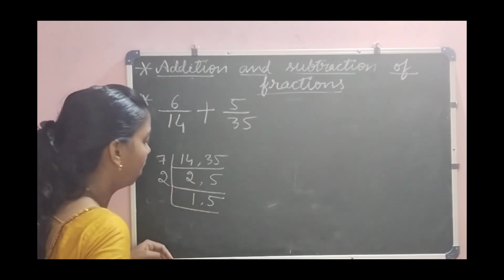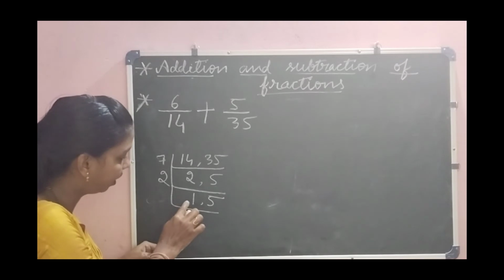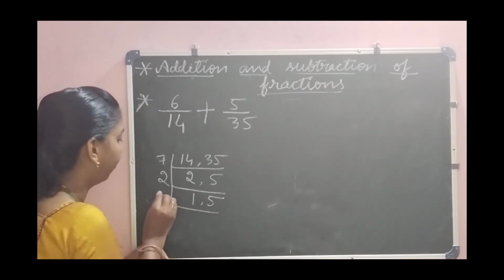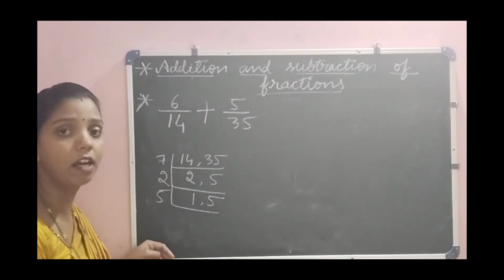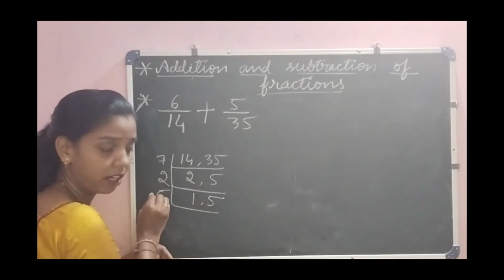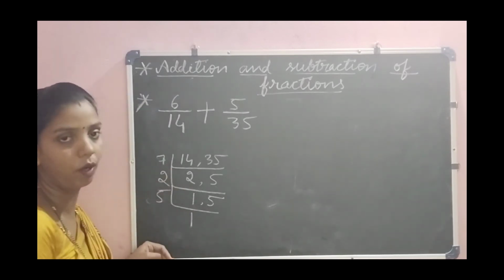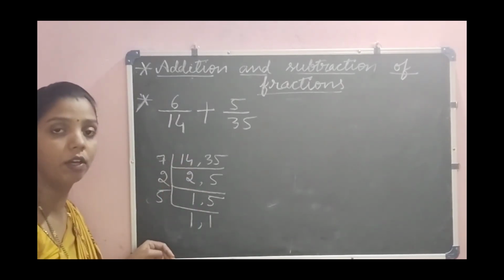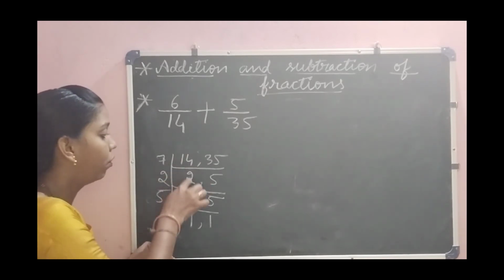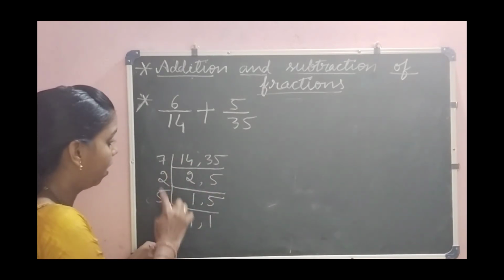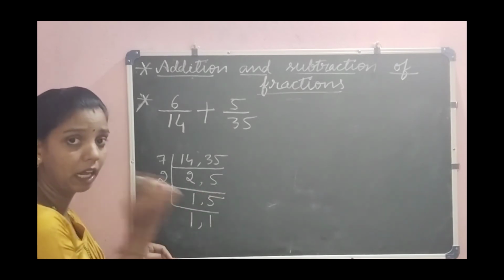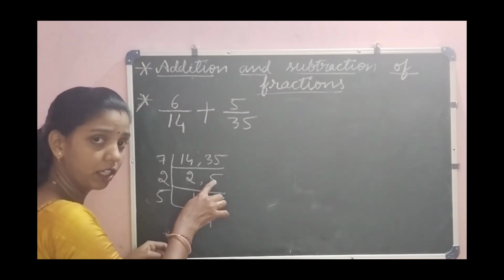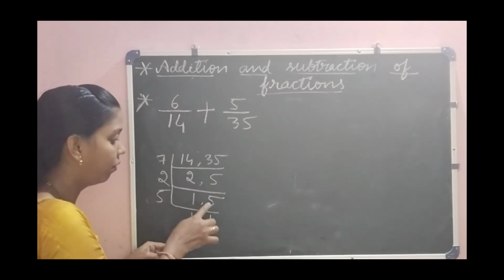Now what you got? 1 and 5. Again, I can't take 1, because if I take 1, the 1 and 5 would repeat. Next is 5. 1 is not divisible by 5, that's why I write it as it is, 1. 5 1s are 5. I hope you understood this method. 7 2s are 14. 7 5s are 35. So this 2 and 5 do not have the same factor. That's why select 2 only. 2 1s are 2. 5 is not divisible by 2, write as it is. 5 1s are 5.